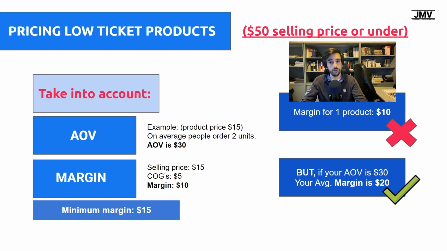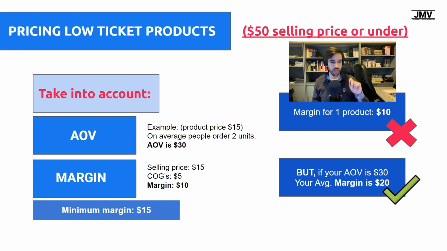So first, we're going to talk about pricing low ticket products, okay? Low ticket products, by the way, are products that you can sell at $50 or under. Now, what should you take into consideration when selling low ticket products? First, you need to think about your average order value. And this is very, very important, not only for low ticket products, but especially for low ticket products.